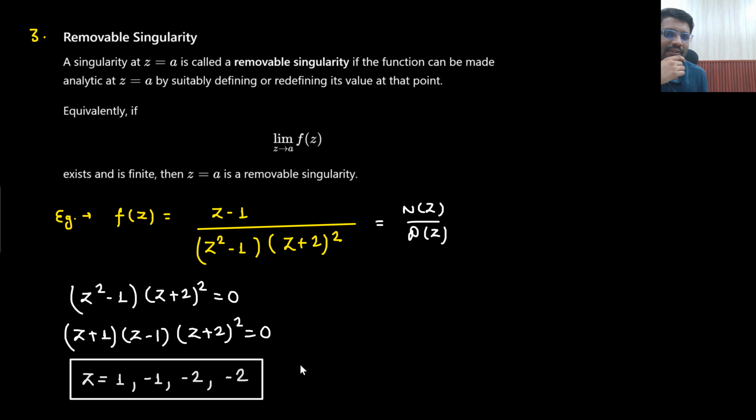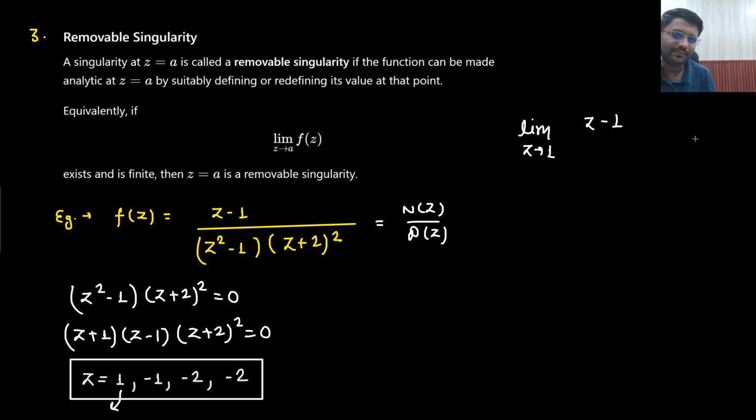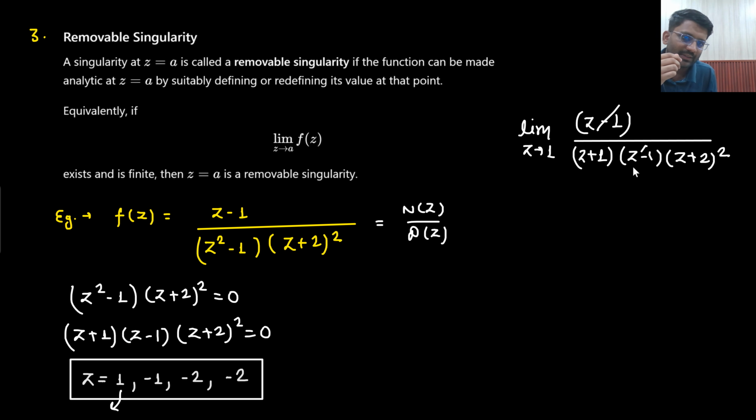But did you check one thing? At z equals 1, what will happen? Limit z tending to 1, (z minus 1) upon... What could this be written as? This could be written as (z plus 1) upon (z minus 1)(z plus 2) whole square. So this and this are getting cancelled out. So limit z tending to 1 is coming out to be finite.